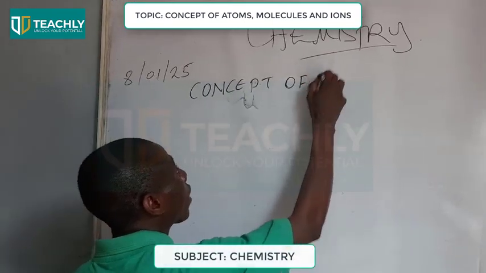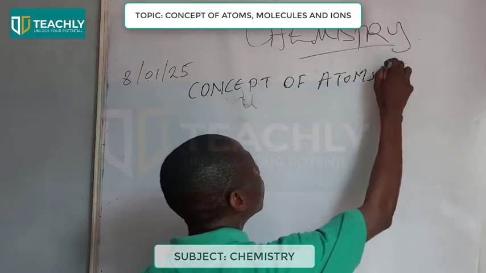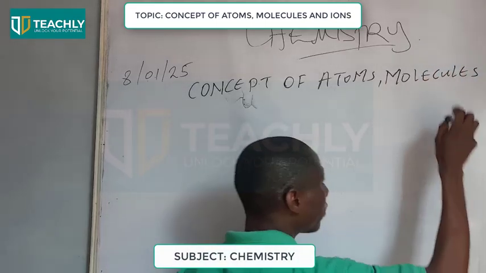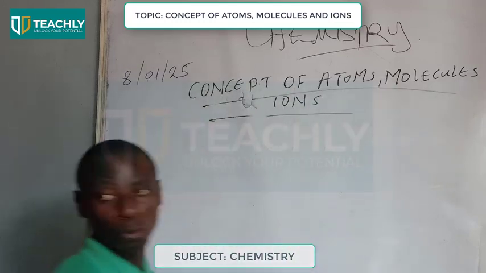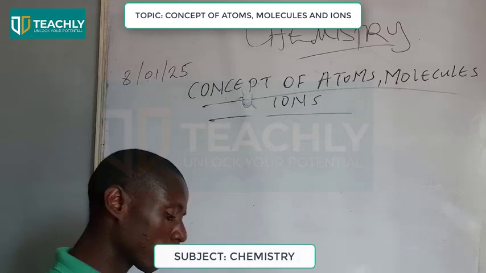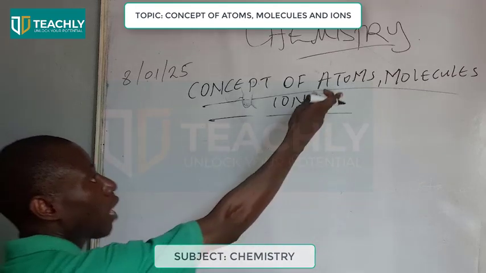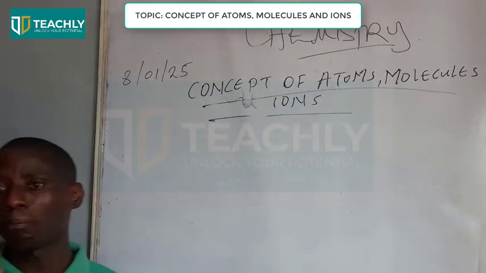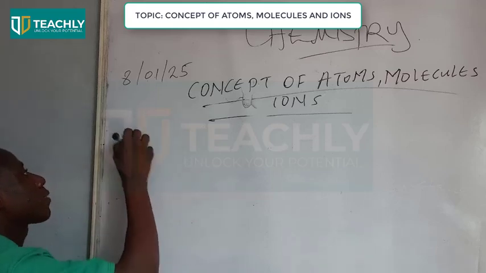Concept of atoms, molecules, and helium. Since we started with introduction to chemistry, it deals with what? Matter. And when we are talking about matter, we are talking about the components of that matter. Matter can be in the form of atoms, molecules, and helium. Generally, we are asking what is matter. We all know matter.